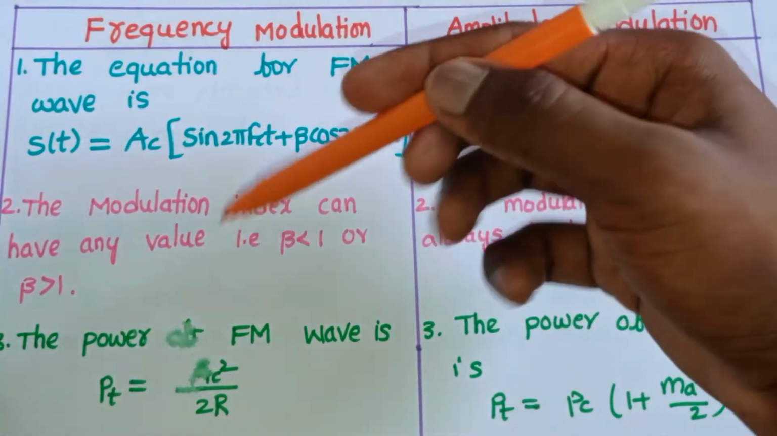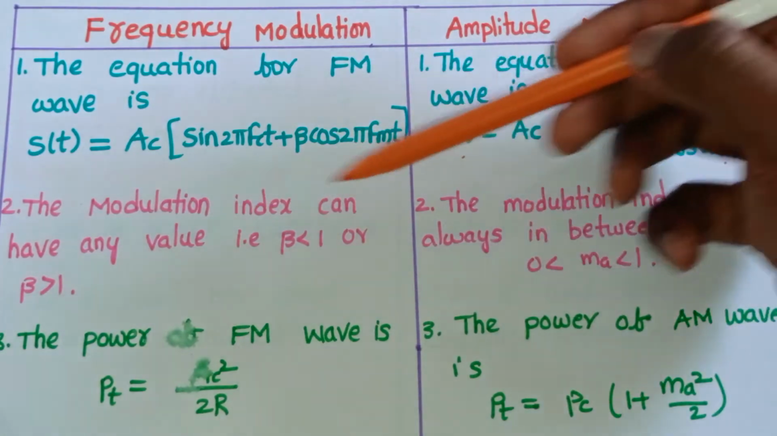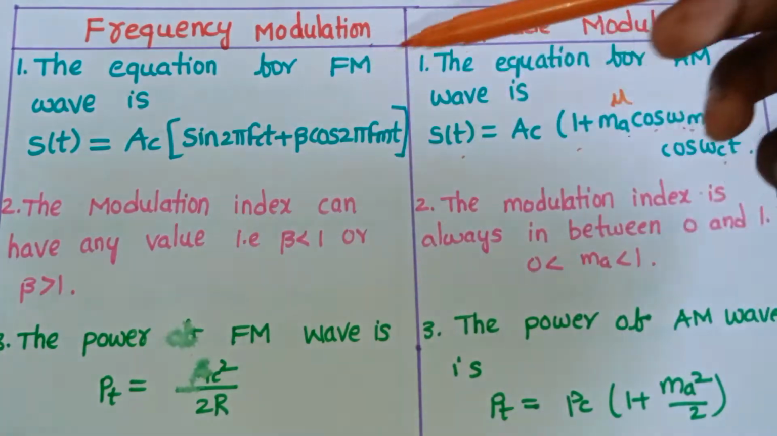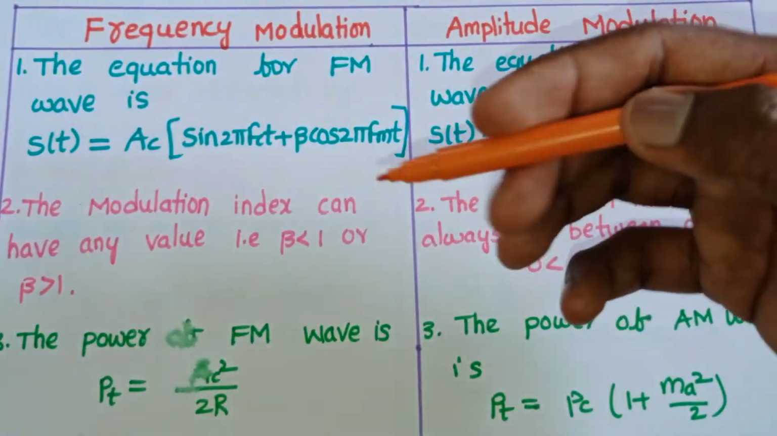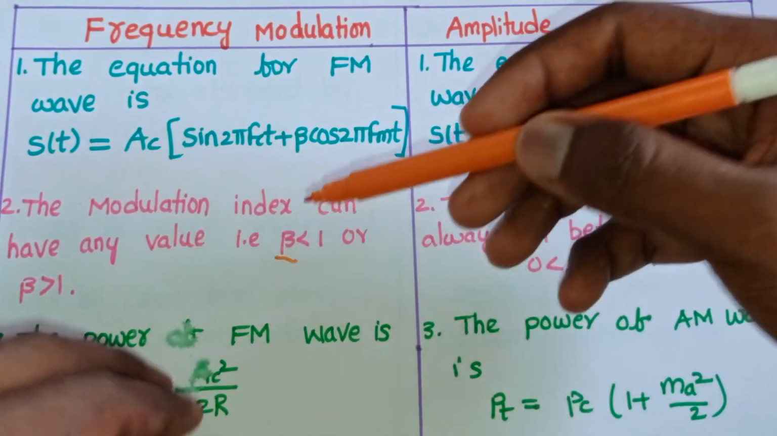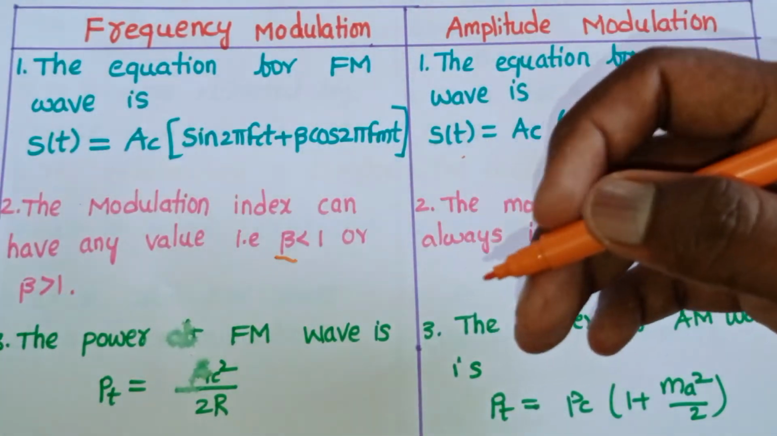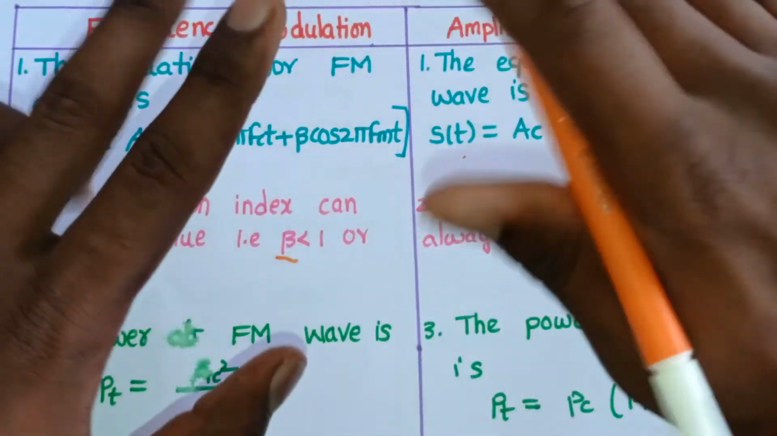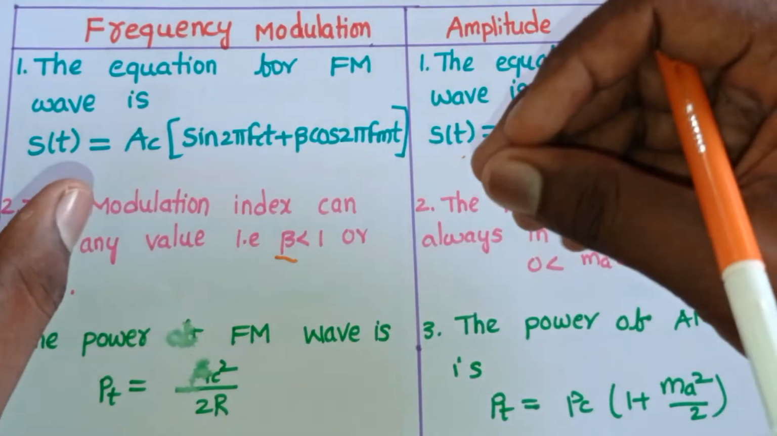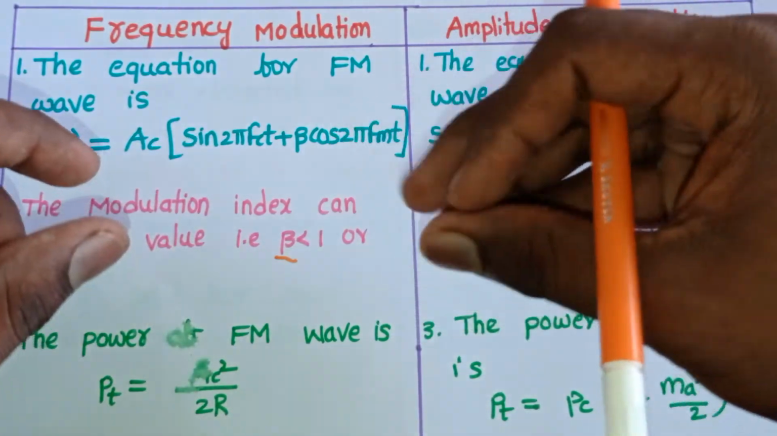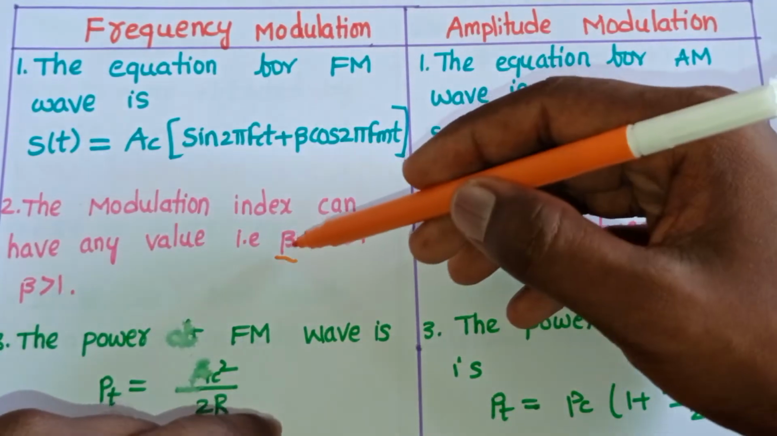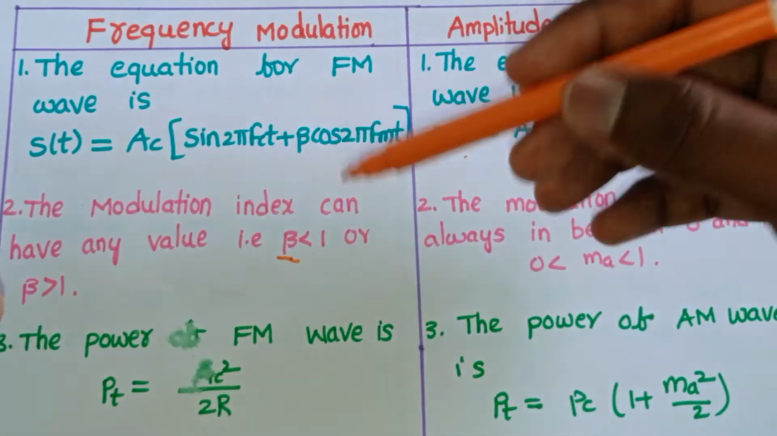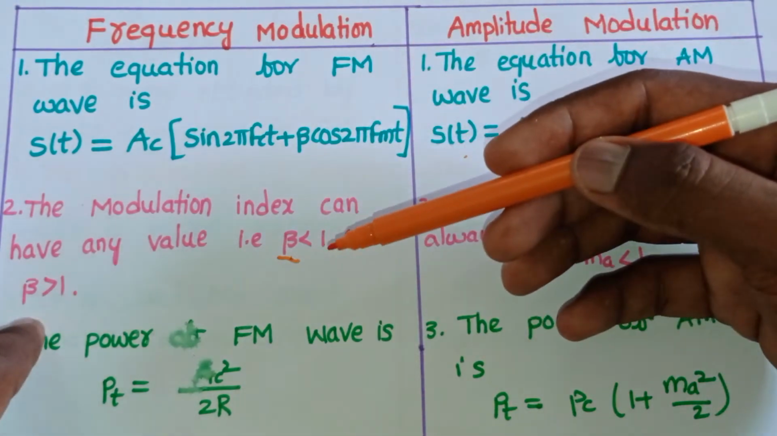Now coming to the next point: the modulation index can have any value, that is, β can be less than 1 or greater than 1. In frequency modulation the modulation index is β. We have two types of frequency modulation: narrow band FM and wide band FM. If the signal is narrow band FM, then the β value must be less than 1. If the signal is wide band FM, then the β value must be greater than 1.